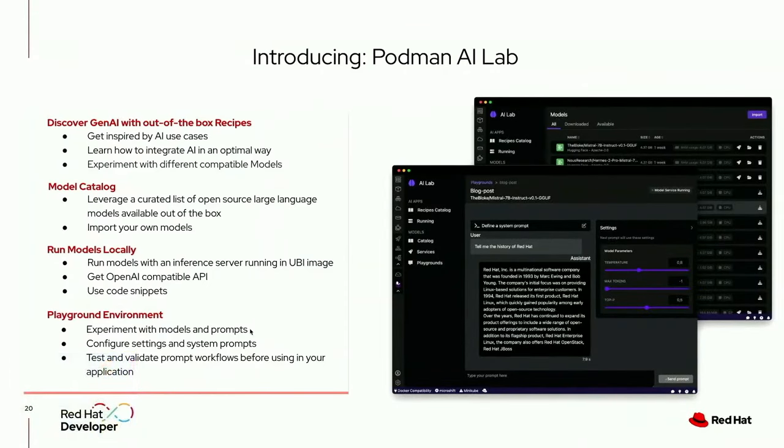So Podman AI Lab is an extension for Podman Desktop that gives the ability to build, test, and run generative AI-powered application in containers using an intuitive and graphical interface. So there is a recipe catalog with the most common AI use cases, a curated set of open source models. So we have been looking at the licenses aspect of those models. So you are safe to be using them.